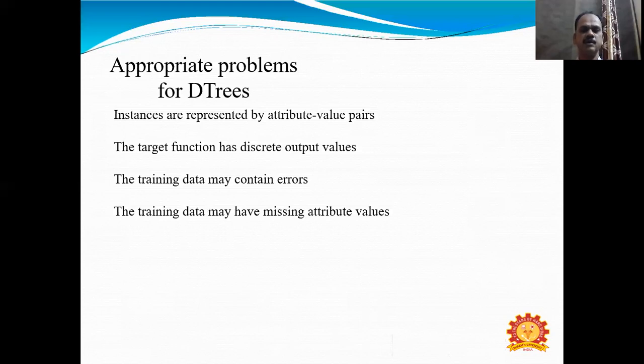Moreover, our target column has discrete type values. The training data may contain errors. The training data may have missing attribute values. To overcome this, we move to testing data.